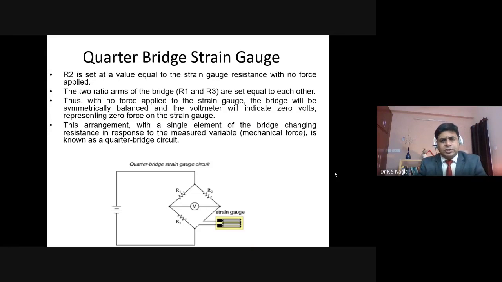Whenever you are connecting the strain gauge with the electrical circuit, since it is passive and not a self-generating sensor, you need to excite this gauge by an external source. So you can connect the strain gauge in one of the arms of a Wheatstone bridge. Here R2 is set to a value equal to the strain gauge resistance when no force is applied. When no force is applied, all the resistances are balanced, and the balanced Wheatstone bridge will give you a null, zero output. As force is applied to any arm, the resistance will change and the deflection will be there, which can be calibrated according to the strain. This is termed a quarter bridge circuit.